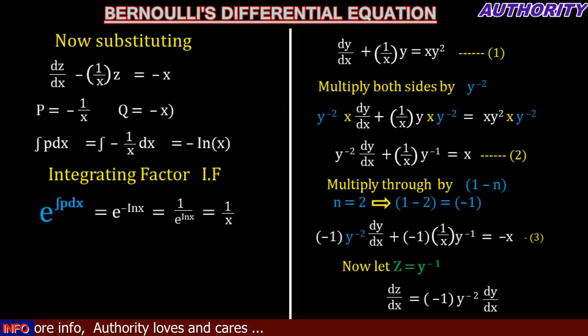So this e raised to power ln x is the same thing as saying x. The exponent will cancel the ln, so we're going to be left with x. So here we have 1 all over x. Our integrating factor is 1 all over x.